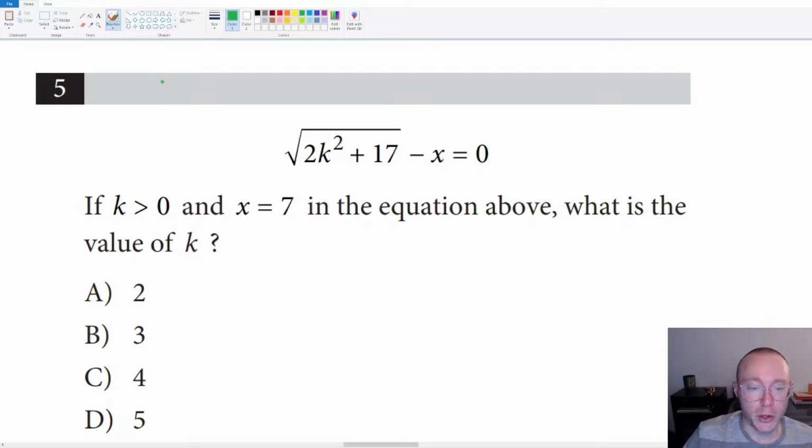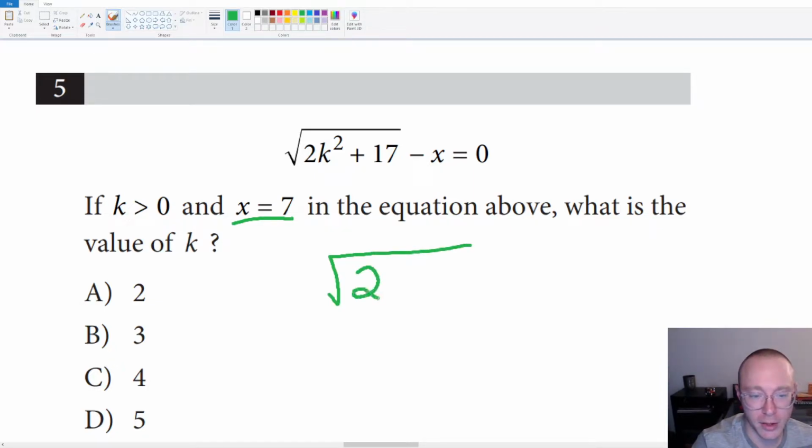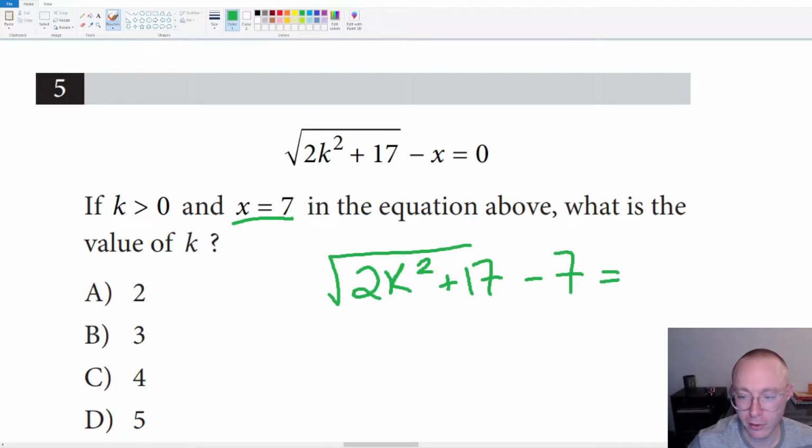All right, so for this question, they're giving us x, right? So we should just go ahead and start off by plugging in the information that they're giving us and see if that helps us figure out how to solve for k. So if we put this minus 7 in for x, we are now just left with an equation that has a square root and just one single variable.